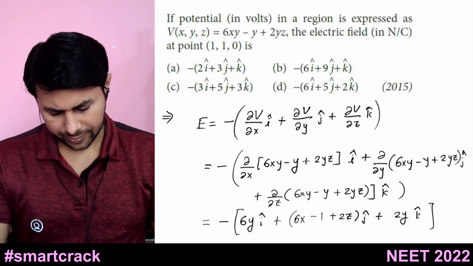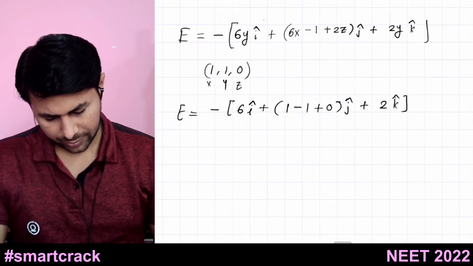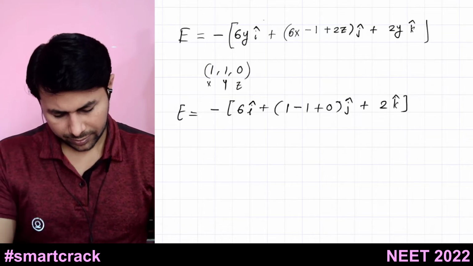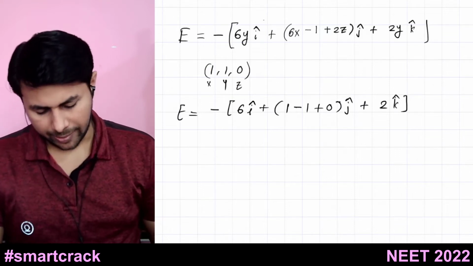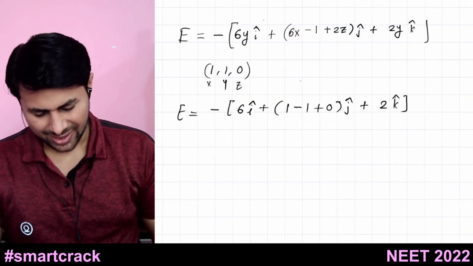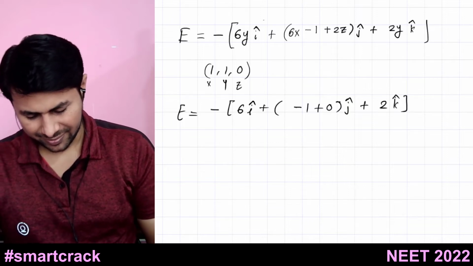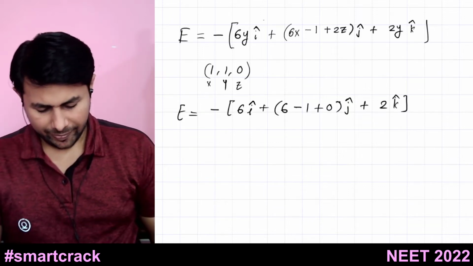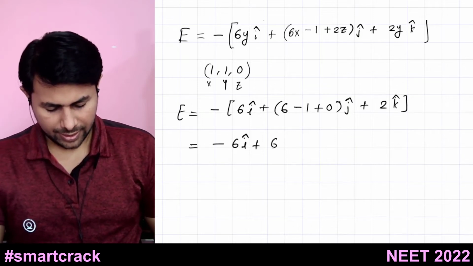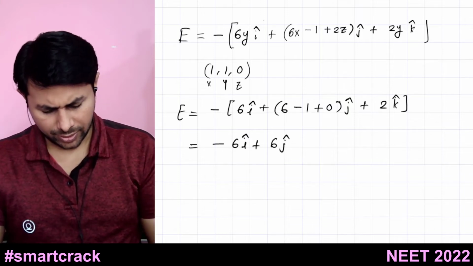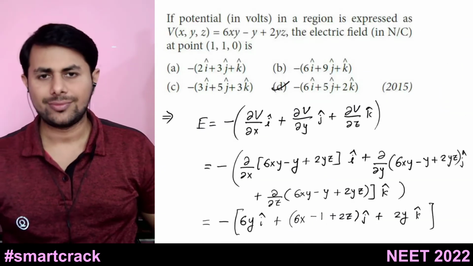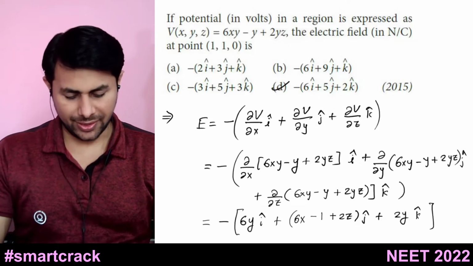It's not there. Did I miss something? It is (1,1,0). Oh, I missed this thing. It was 6 times x. Okay, so it is 6 times x. So this thing is 6. Okay, so yeah, it is minus 6i plus 6j. No, not 6, 6 minus 1, 5j plus 2k. So option D is the answer. Okay.